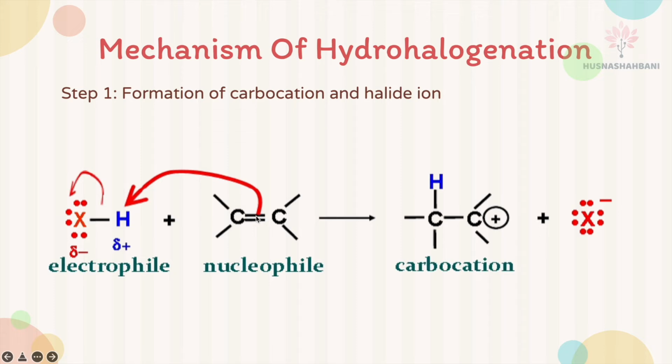Forming the bond, use these two electrons. One single bond consists of two electrons. These two electrons are used to form a bond with this hydrogen, and these two bonding electrons are transferred to the halogen, making this halogen have one more lone pair of electrons. And when one of the carbons forms a bond with the hydrogen, it leaves another carbon as a carbocation. So the product now is a carbocation and a halide ion.